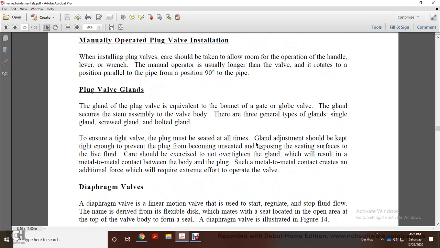Plug valve glands. The gland of the plug valve is equivalent to the bonnet of the gate or globe valve. The gland is secured with the stem and assembly of the valve body. The three general types of glands are single gland, screwed gland, and bolted gland. Make sure the plug of the valve is seated at all times.